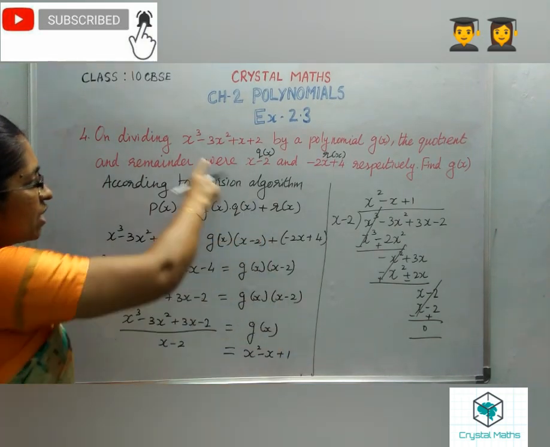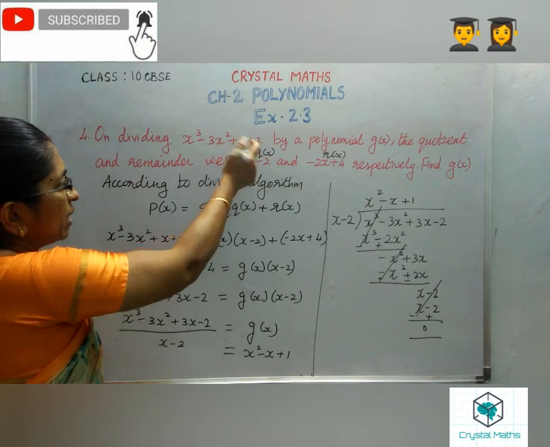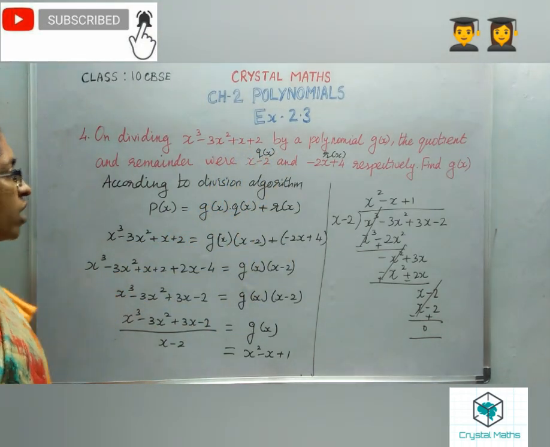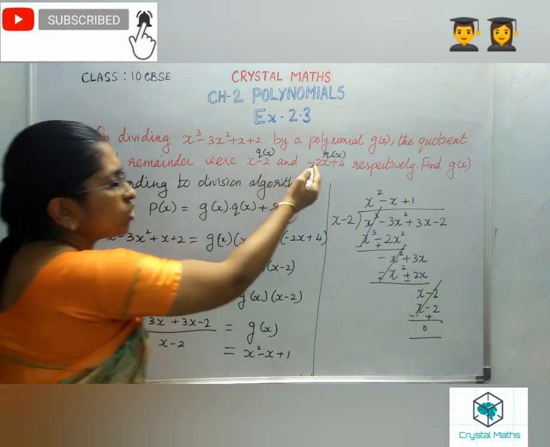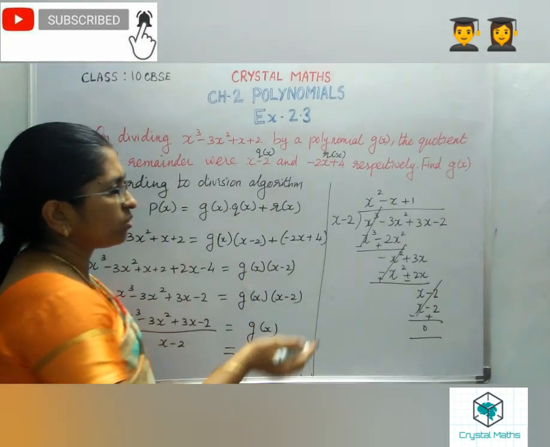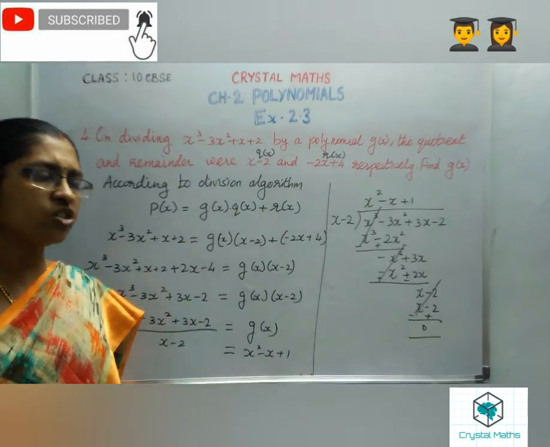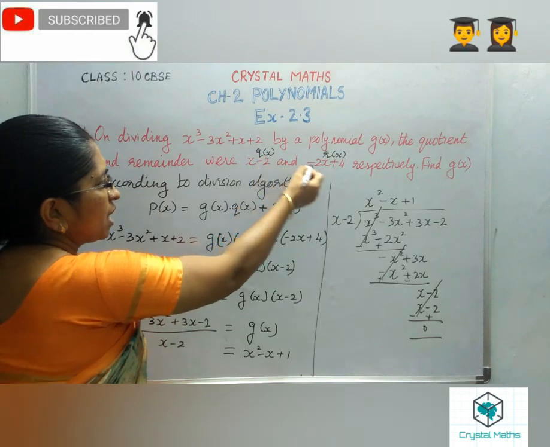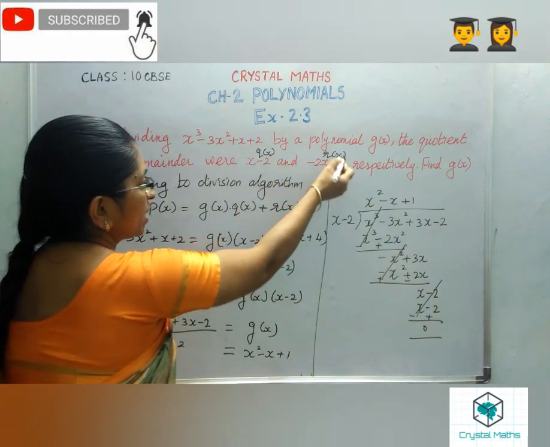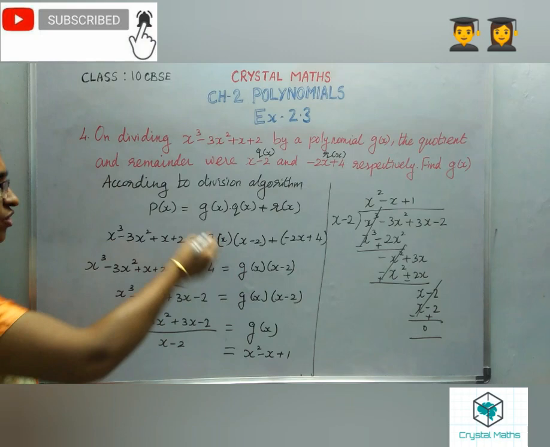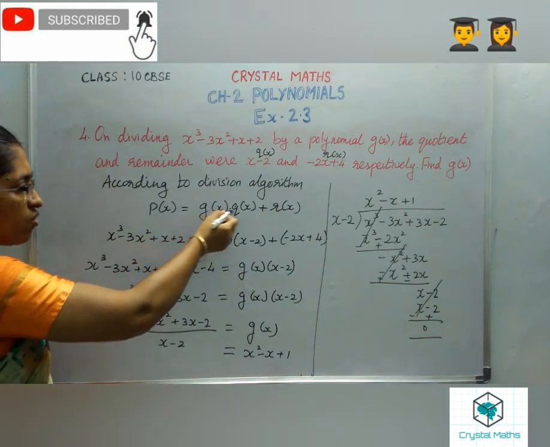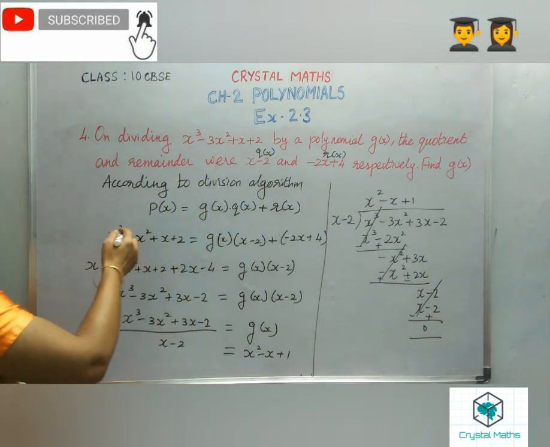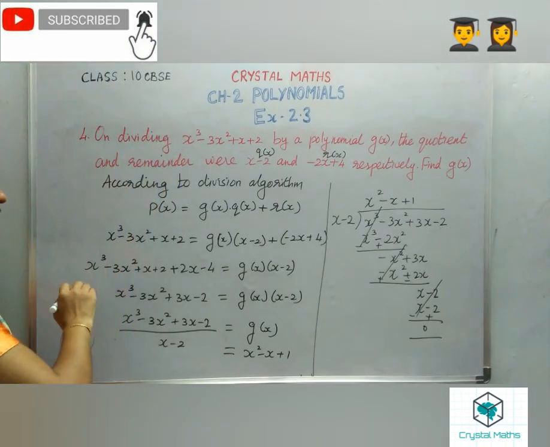On dividing x cube minus 3x square plus x plus 2 by a polynomial g of x, the quotient and remainder were x minus 2 and minus 2x plus 4 respectively. And we need to find here g of x. Let us take the first one, x minus 2 as q of x and minus 2x plus 4 as r of x. According to division algorithm, p of x equal to g of x into q of x plus r of x.